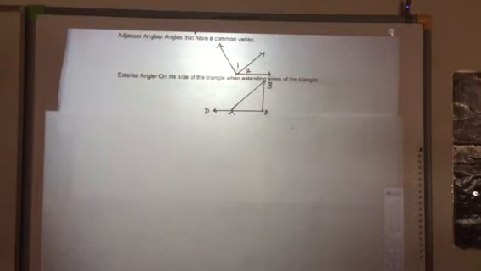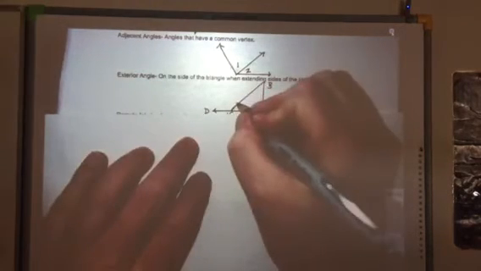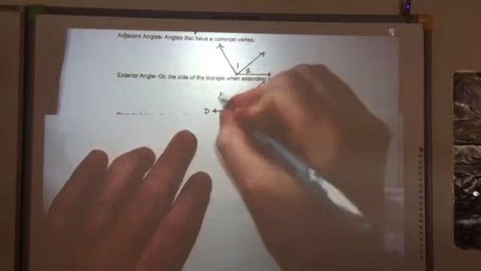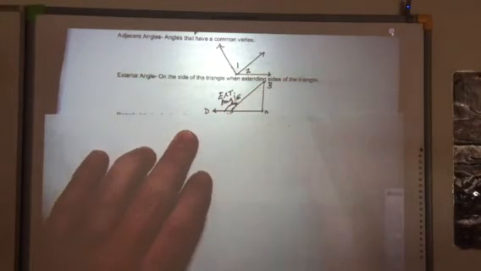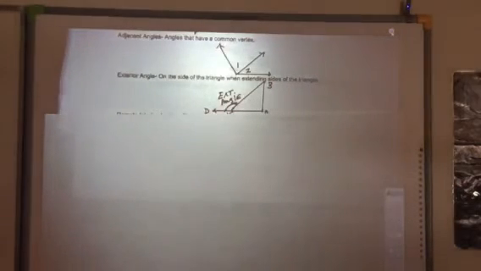Exterior angle. An angle on the side of the triangle when extending the sides. So the exterior angle is on the outside. So this is the exterior angle, on the outside.